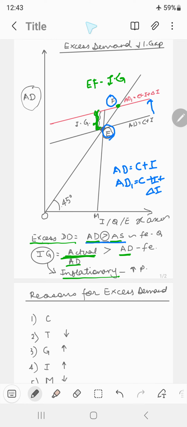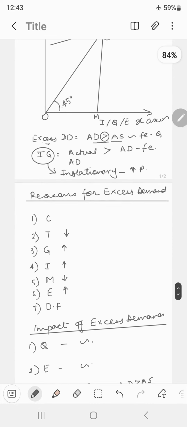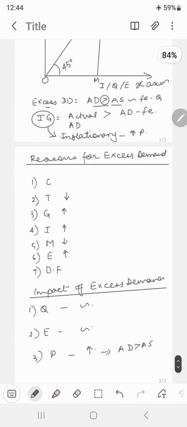Apart from this, you must know what are the reasons for excess demand in the economy. So the first reason for excess demand in the economy is the increase in propensity to consume. So excess demand is caused when people want to increase the consumption expenditure. People increase the consumption expenditure, excess demand would be caused in the economy.